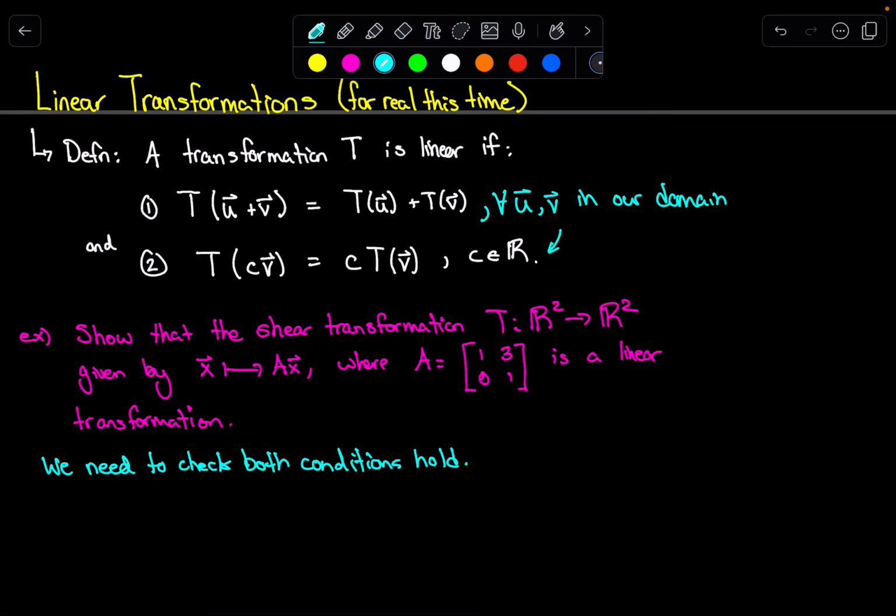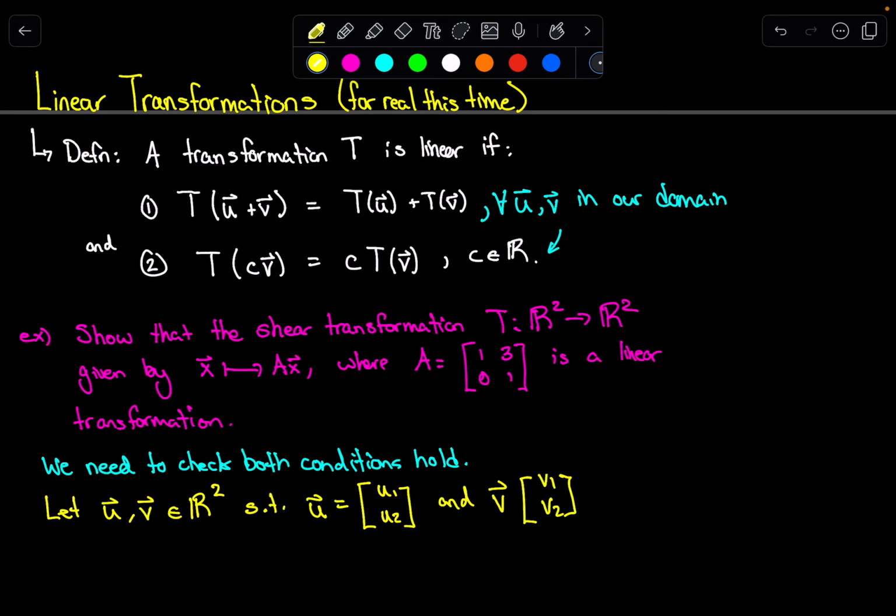So in this case, since we are starting in R2, you might start by saying, well, okay, let u and v be random vectors in R2. What does a general vector in R2 look like? Well, I'm going to say it has a u1 component and a u2 component. And the vector v, therefore, has a v1 component and a v2 component.